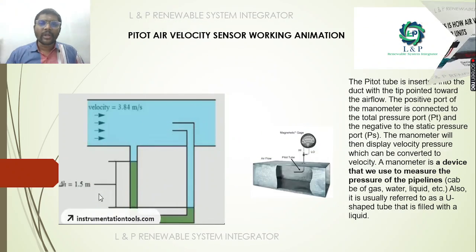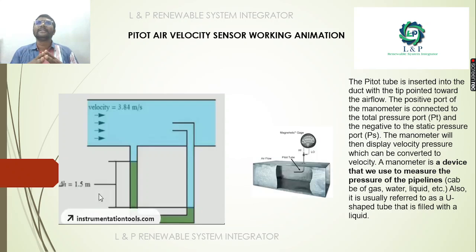So most importantly, the basic principle behind this normal air velocity sensor is the pitot tube. It will have two tubes installed in it. There will be a liquid inside it, it can be mercury. Okay, so the positive port of the manometer can be connected to the total pressure port, and the negative can be connected to the static pressure port. So it will display the differential pressure, which can be converted into velocity.